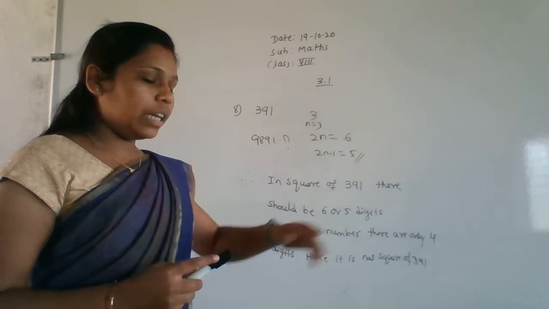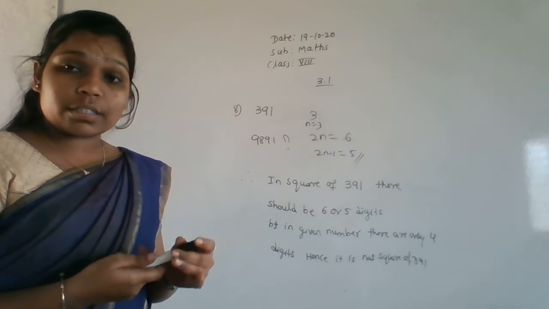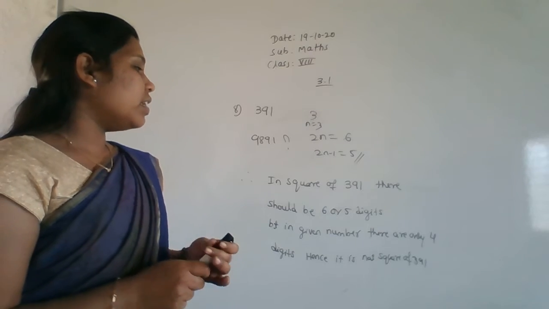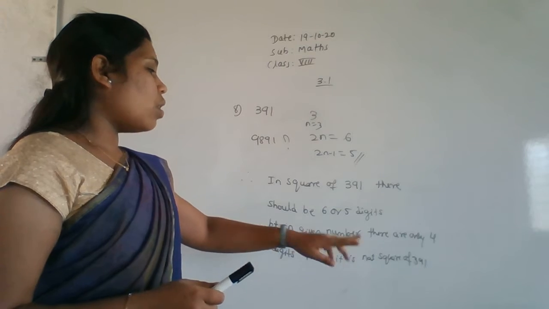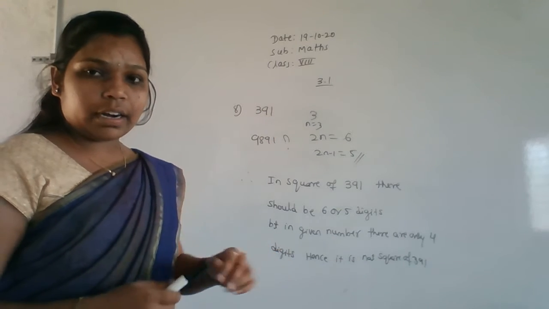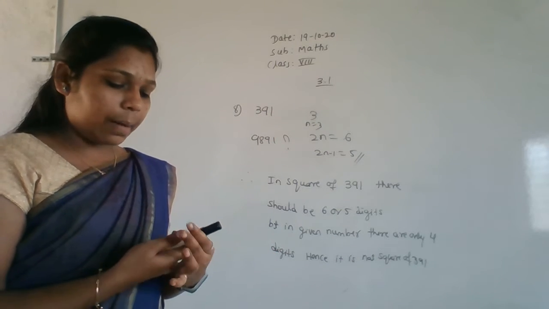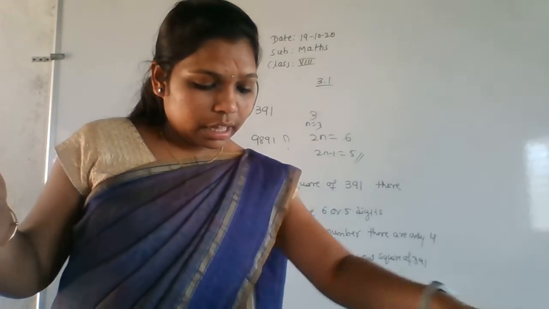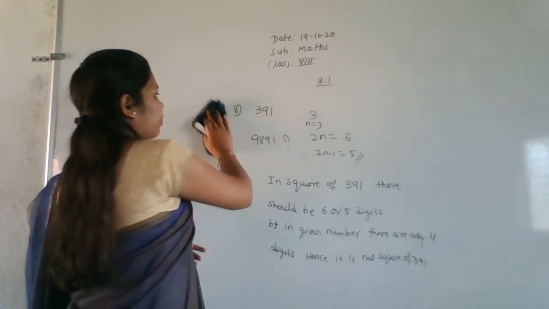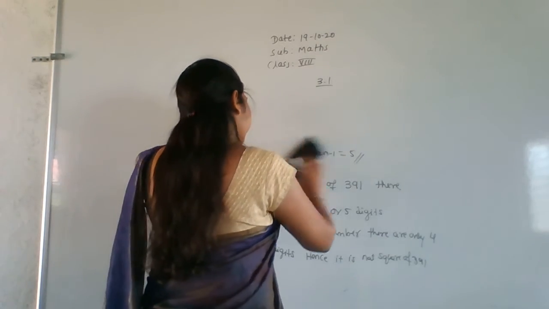Therefore, in the square of 391, there should be 6 or 5 digits. But in the given number, there are only 4 digits. Hence, it is not a square of 391. Like that you have to write. Okay, go for the next question. 8th one finished. 9th one.